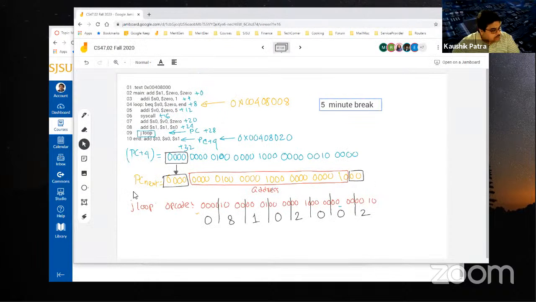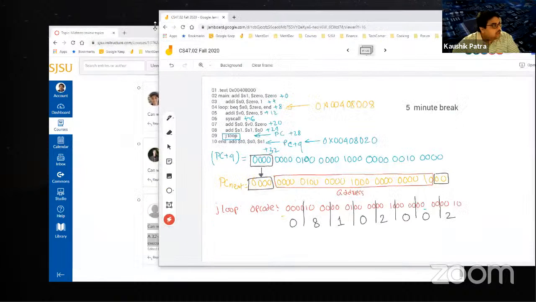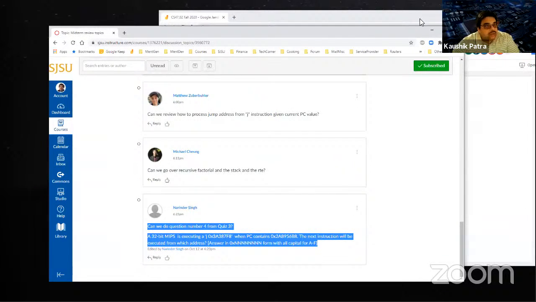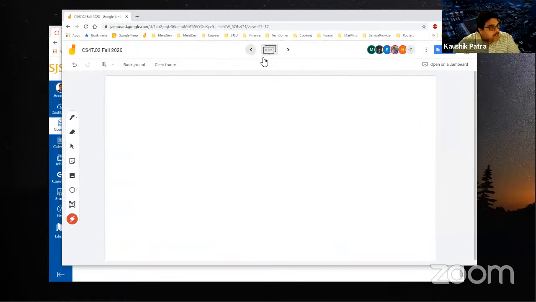That quiz is the reverse of this part. That quiz gave you the 26-bit address already. It gives you the 26-bit address and the PC plus 4 address, and then what you need to do is reconstruct the instruction. So it is just the reverse problem of this one, the one that Narinder is asking about from quiz 4. So let's try to do that.